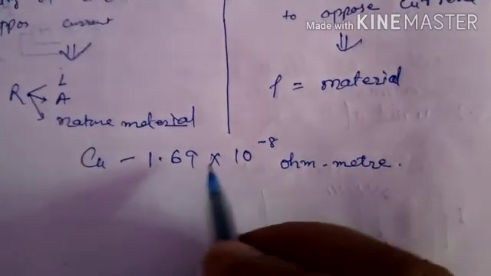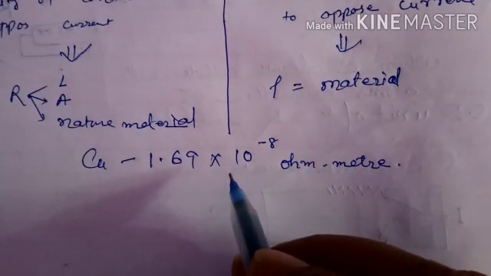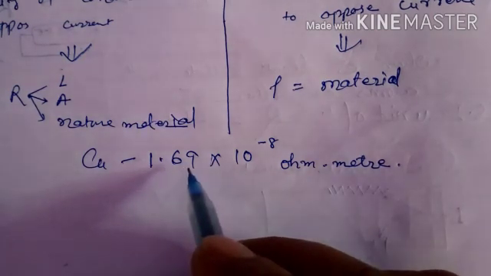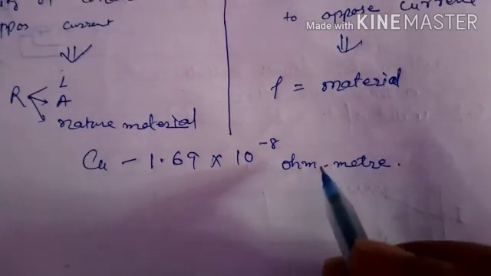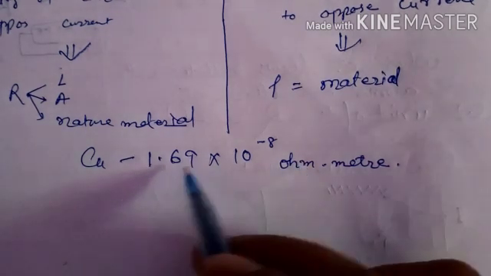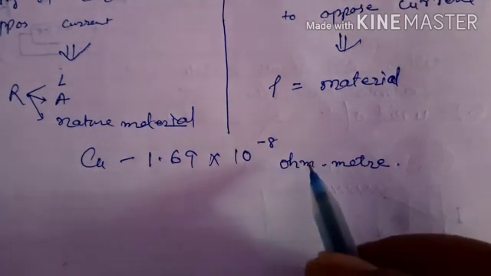Now by saying that the resistivity of copper is 1.69 into 10 to the power minus 8 ohm meter, we mean that if we take a rod of copper metal 1 meter long and 1 square meter in area of cross section, then its resistance will be 1.69 into 10 to the power minus 8 ohms.